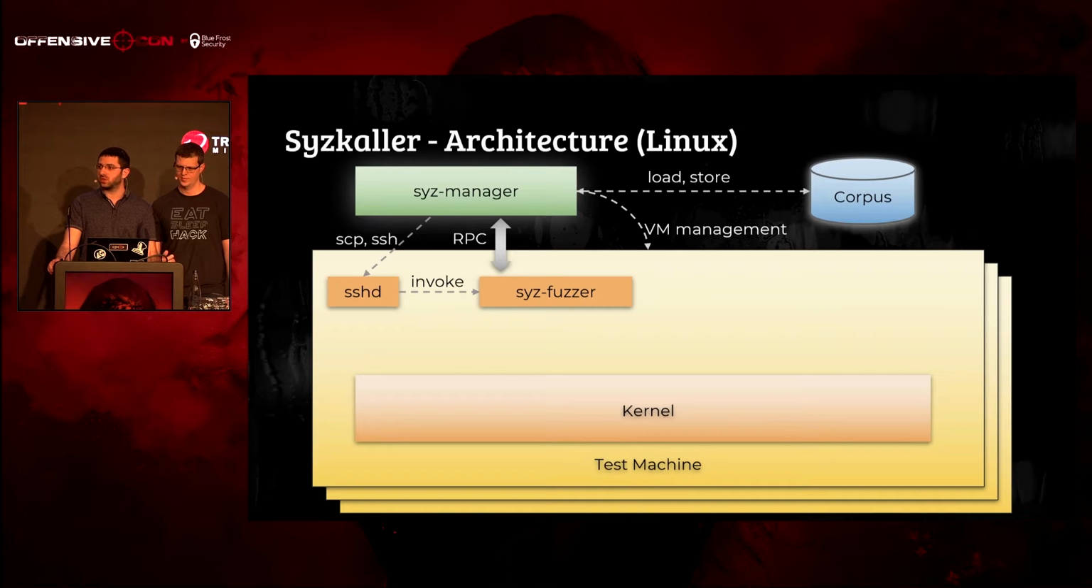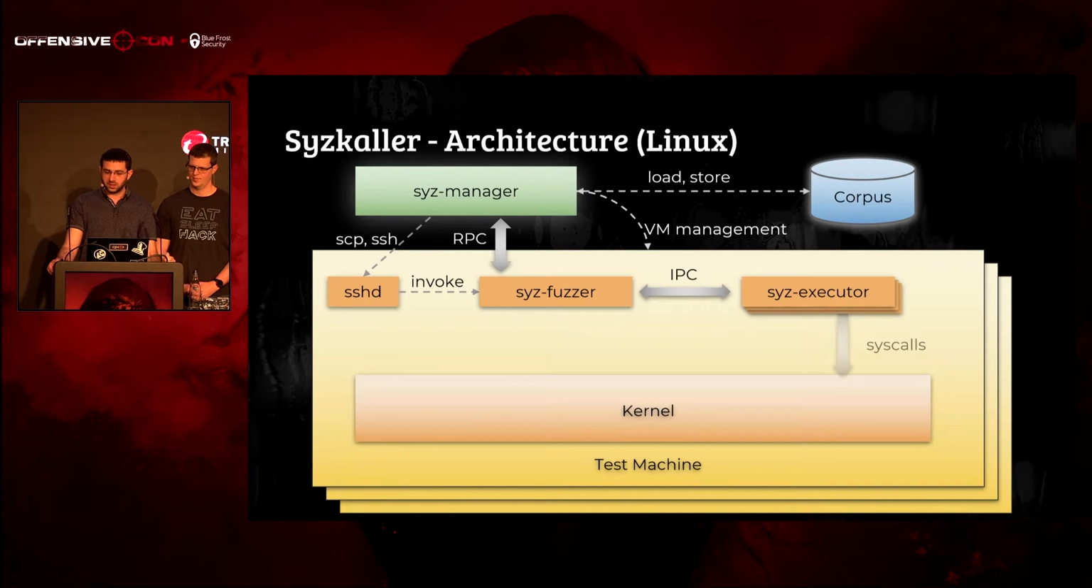syz-fuzzer will then fetch the corpus and start generating programs. For each program, it will send it back to the manager for safekeeping in case of a crash. Then syz-fuzzer will send it to the executor, which will run the syscalls and collect coverage from the kernel. We will talk in a moment about Linux kernel coverage, how it's done using kcov. Then syz-executor will send back the coverage to the fuzzer, which will notify the manager in case of new coverage.